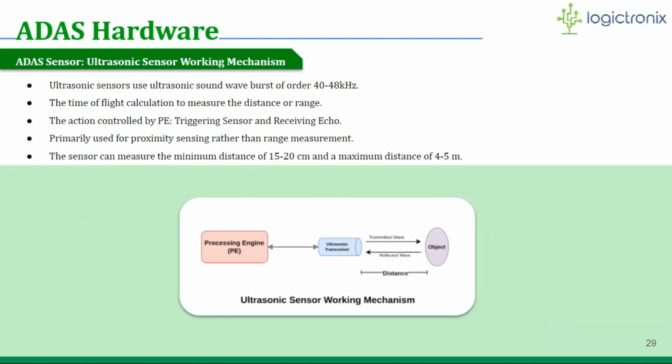Okay, when we talk about its working mechanism, it generally uses ultrasound wave bursts of the order of 40 to 48 kilohertz. It uses a time of flight calculation to measure the distance or range. The processing engine, that is PE, uses echo-pulse duration to calculate the distance. Ultrasonic sensors are primarily used for proximity sensing rather than range measurement. The sensor can measure a minimum distance of 15 to 20 centimeters and a maximum distance of 4 to 5 meters.